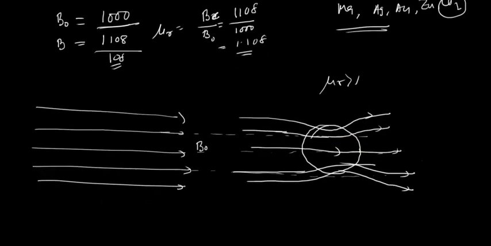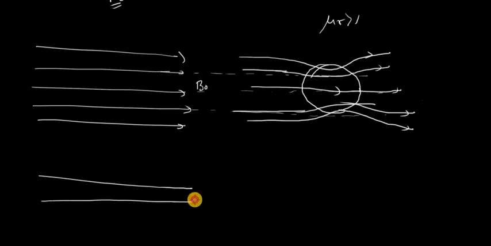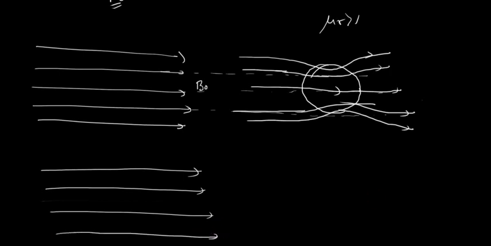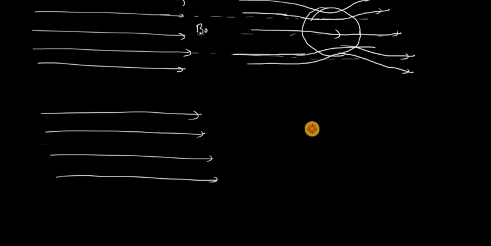Now what would happen if we place a diamagnetic material in this region? Suppose this is your original magnetic field, and you place a diamagnetic sphere in this region.